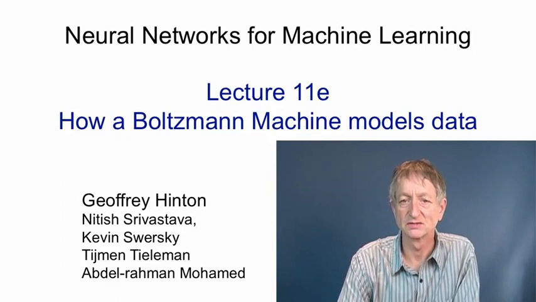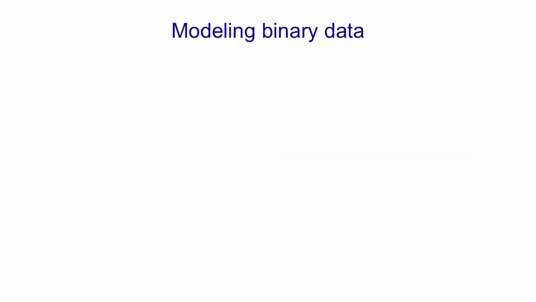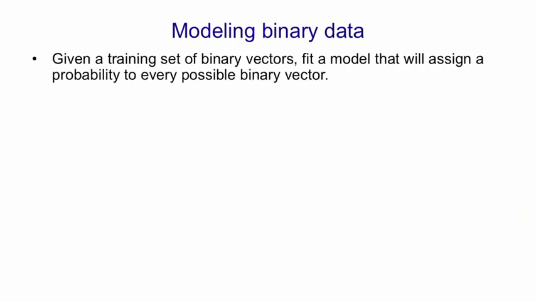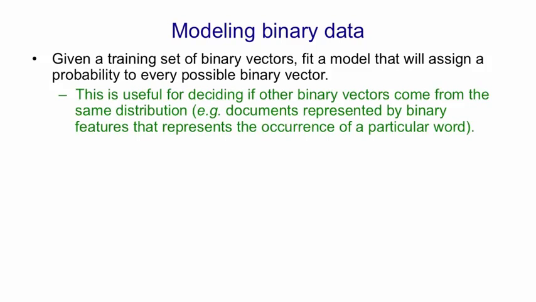a Boltzmann machine. Stochastic Hopfield nets with hidden units, which we also call Boltzmann machines, are good at modelling binary data. So given a set of binary training vectors, they can use the hidden units to fit a model that assigns a probability to every possible binary vector. There are several reasons why you might like to be able to do that. If, for example, you had several different distributions of binary vectors, you might like to look at a new binary vector and decide which distribution it came from.